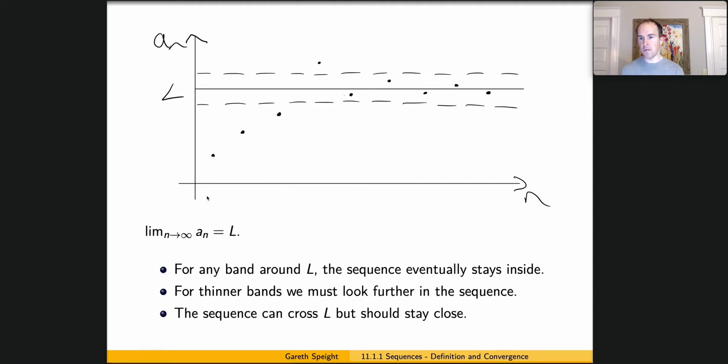And the sequence can cross y equals L, like here, sometimes it's above L, sometimes it's below L, but it should be getting close and stay close. It doesn't matter whether it's getting close from above or getting close from below, or it's alternating between the two.